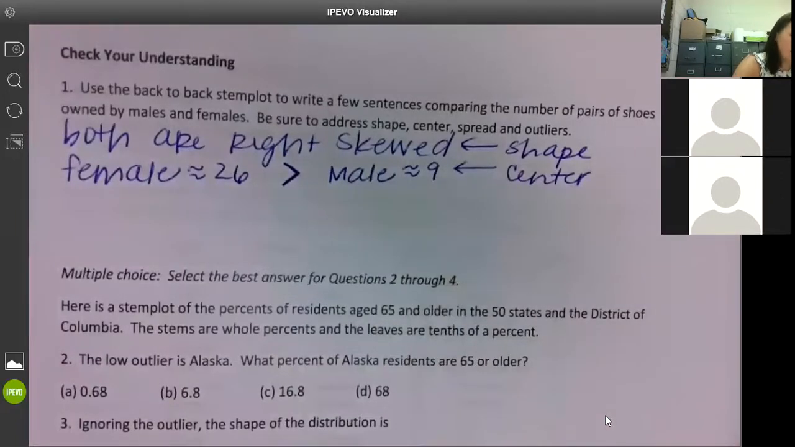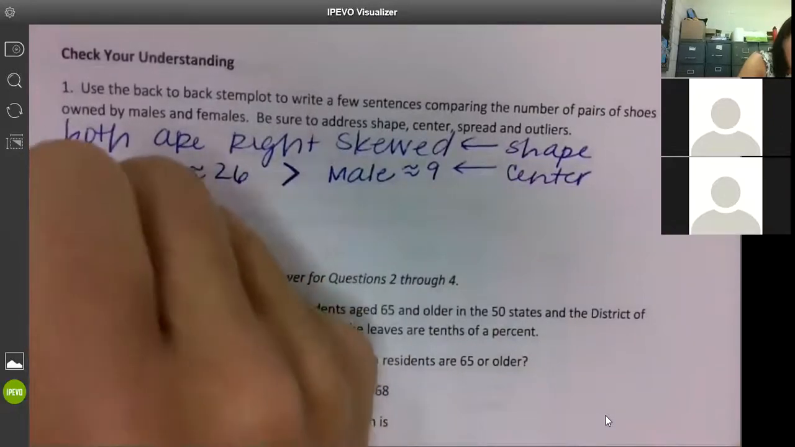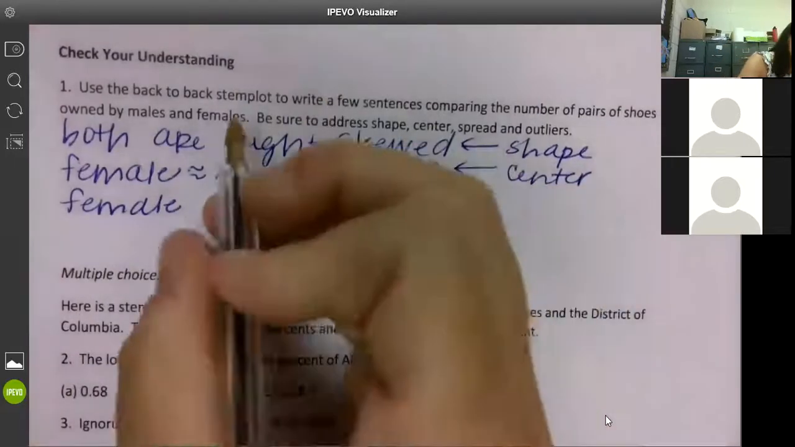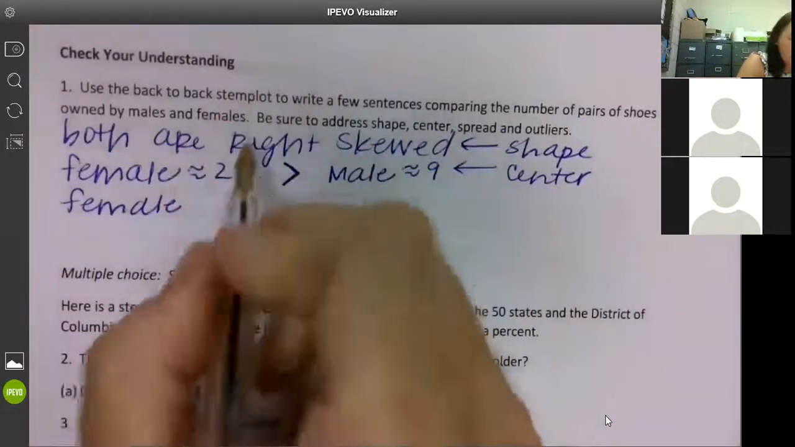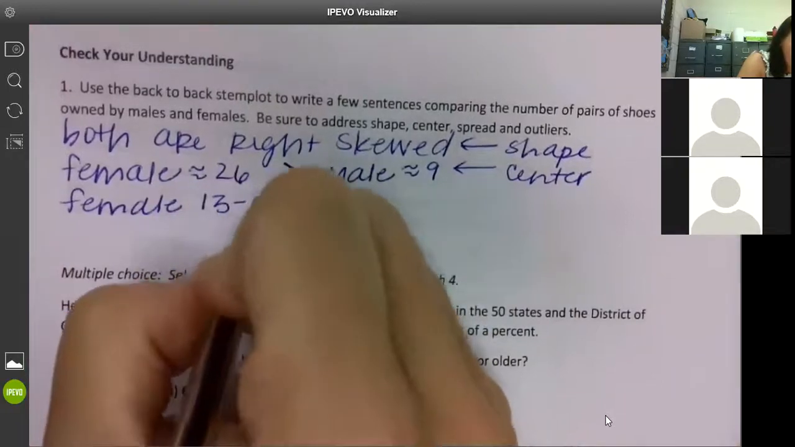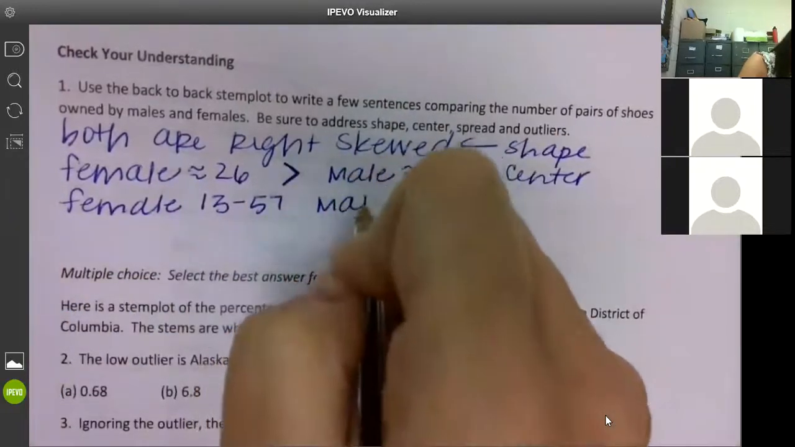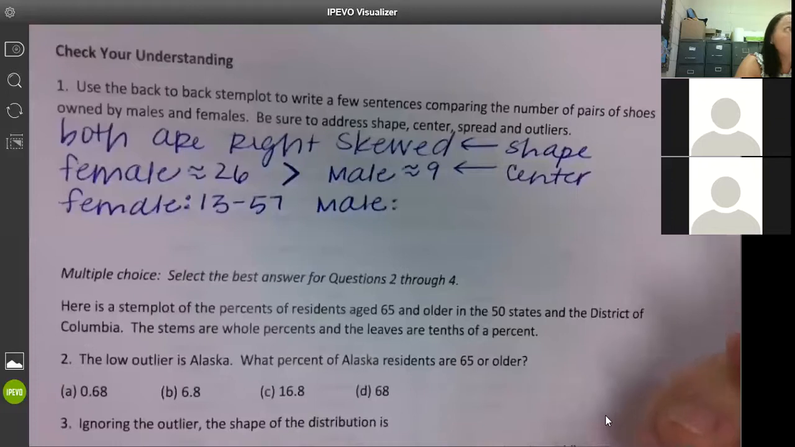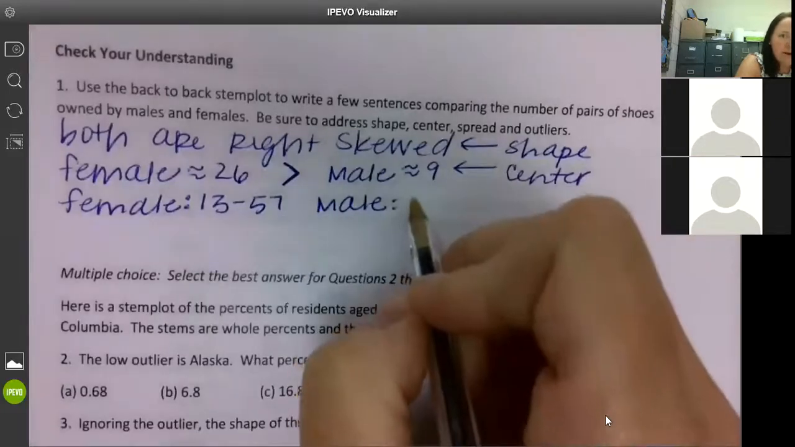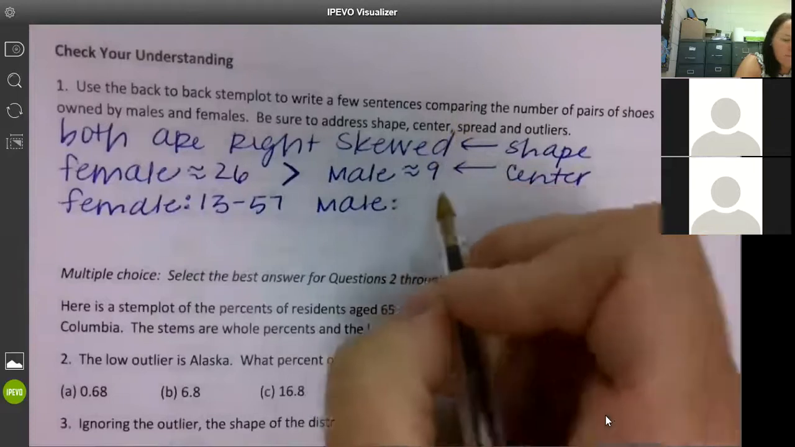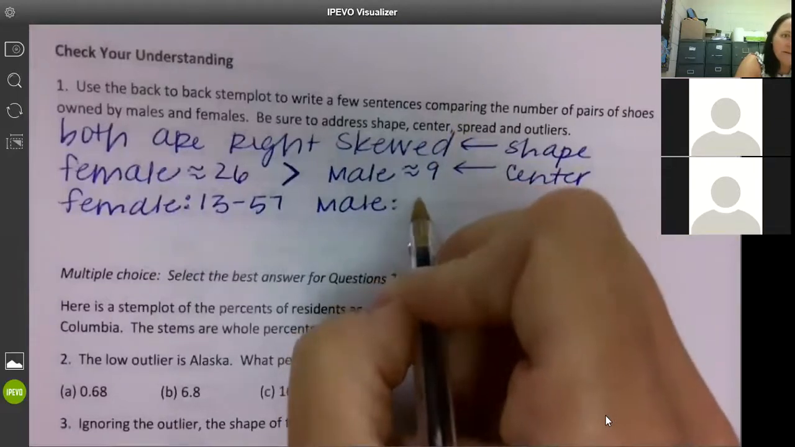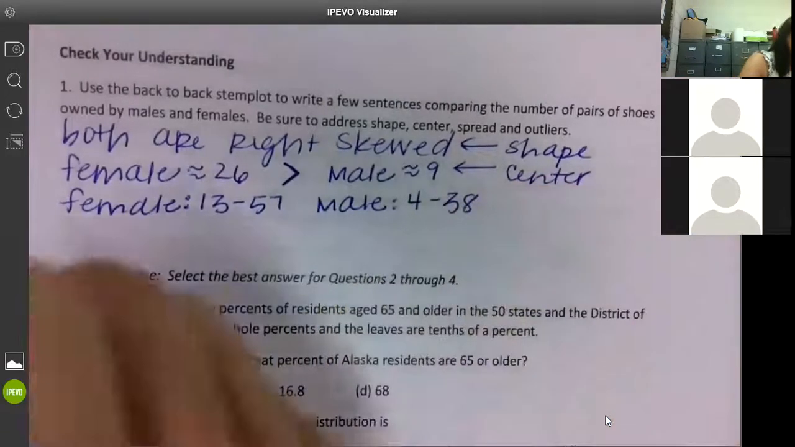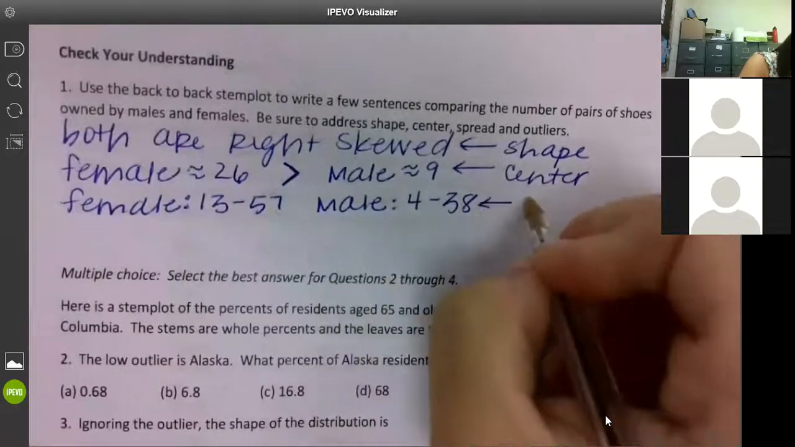Outliers or spread. Let's do spread. So what about the female spread? It goes from, hold on, it goes from 13 to 57. And the male spread? Come on, guys. Male spread. Lowest to highest. Well, it goes from 4 to 38. Perfect. Are there any outliers? This is spread.